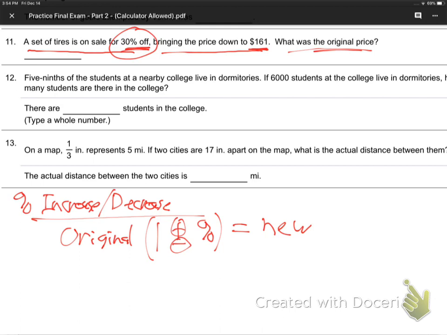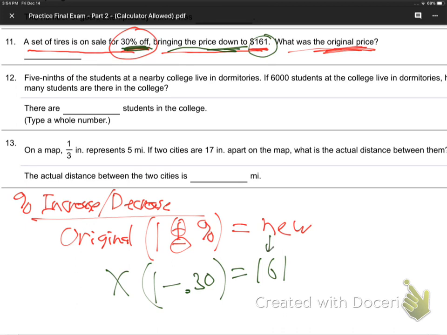So what's the original price? We don't know, that's what they're asking for. So call that x times 1. Now 30% off, that's a decrease, minus 0.30, make that a decimal. So I'm getting kind of scribbly here. Equals the new price, bringing the price down, the new price, 161. That makes sense?